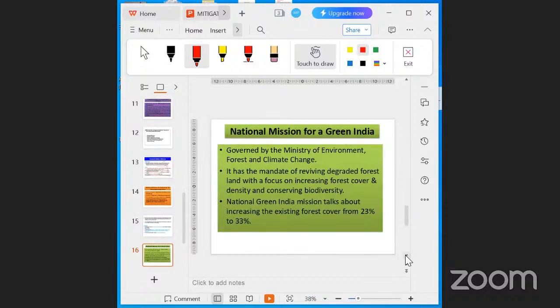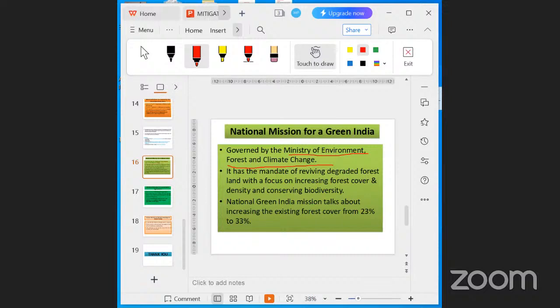So next mission is the National Mission for a Green India. So what is this mission? The mission is run by which ministry? The Ministry of Environment, Forest and Climate Change, MOEFCC. It's called MOEFCC, right?